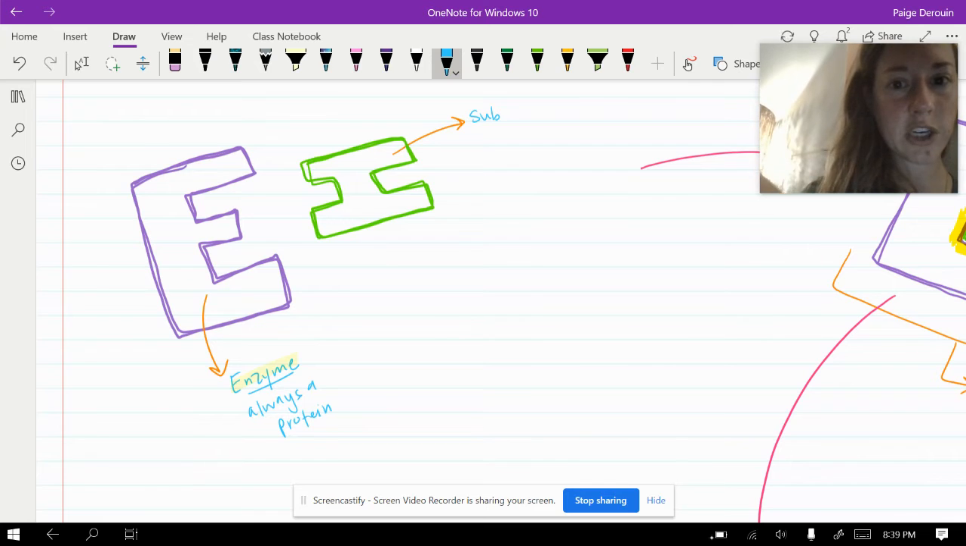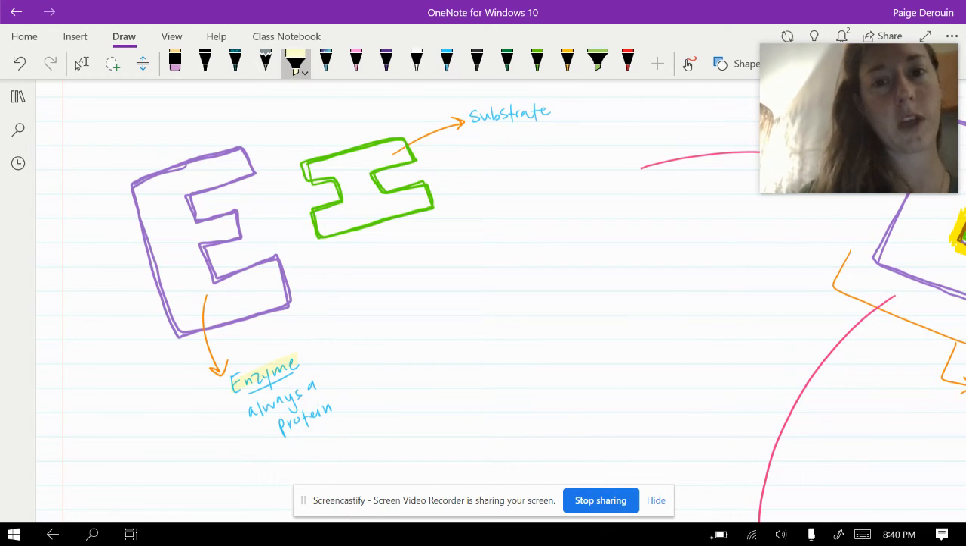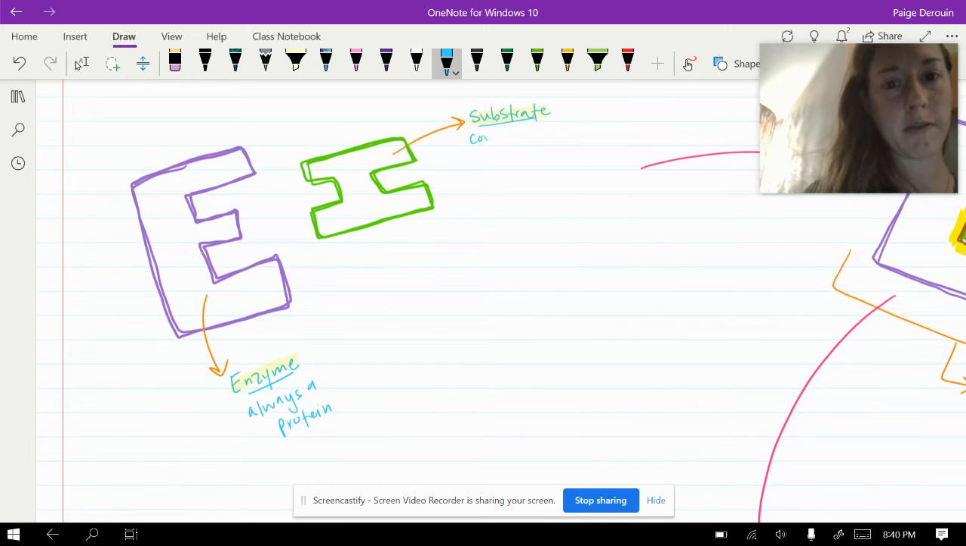That's this I-shaped molecule. The substrate doesn't have to be a protein. This could be any type of molecule, and it will be modified by the enzyme.